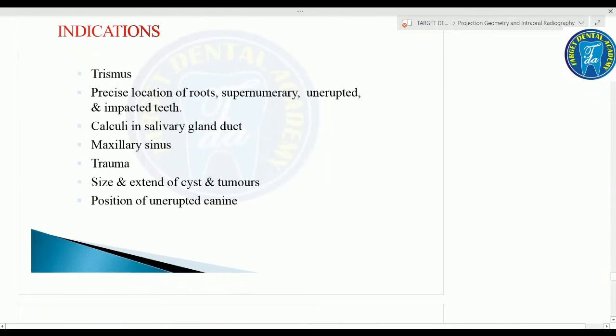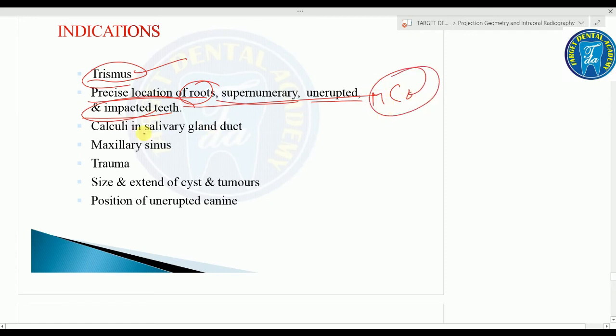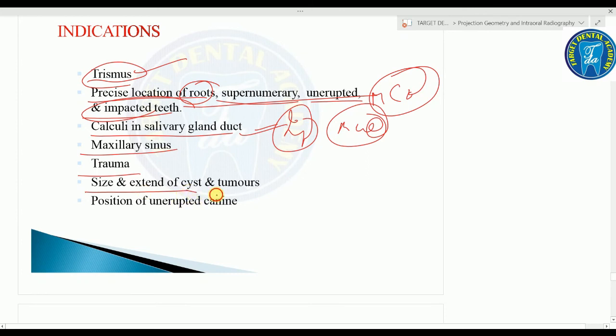So the indications: it is used to detect trismus, the precise location of roots, supernumerary, unerupted and impacted teeth. Commonly asked MCQ. Calculi in the salivary gland duct, also very important and commonly asked. Maxillary sinus, trauma, size and extent of cysts and tumors, the position of the unerupted canine. The indications of the bite-wing and of the occlusal radiograph are very important.